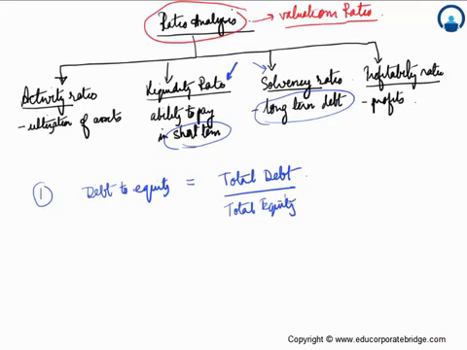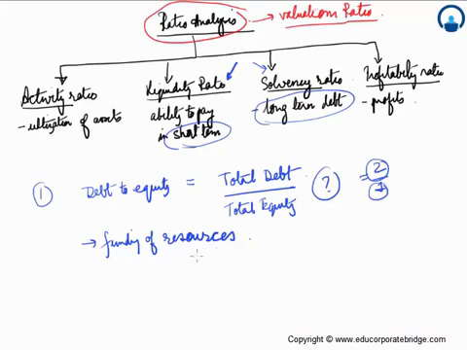So what does this measure actually imply? If total debt upon equity is, let's say, 2:1, this would mean that for every $1 of equity you have $2 as debt. So this measure provides us a bifurcation of how this funding of resources has taken place. This has taken place using 2 times debt and 1 time equity. So this is how debt to equity can be interpreted.